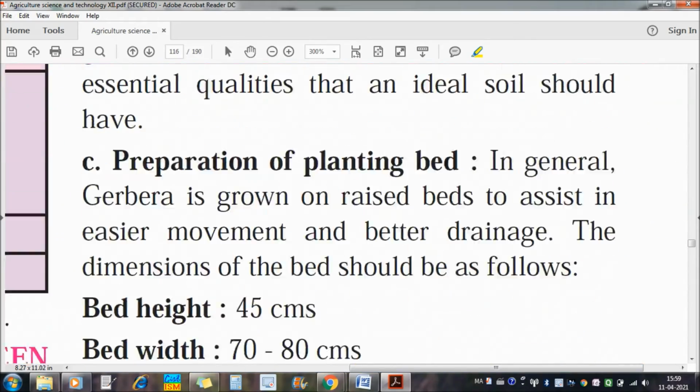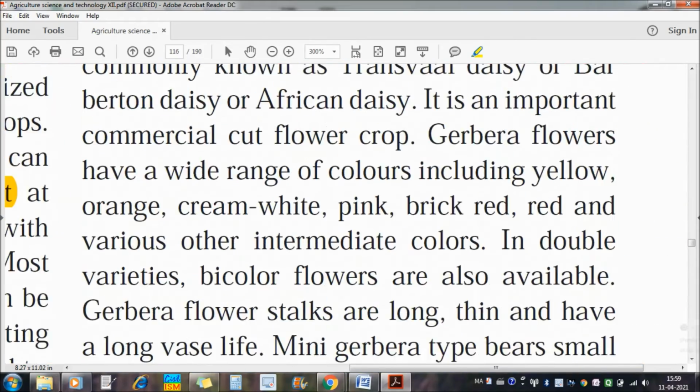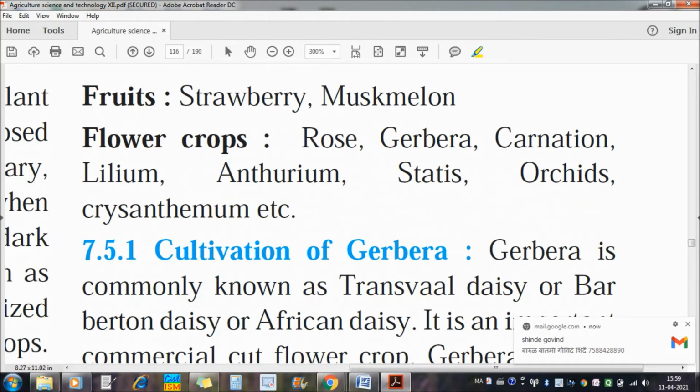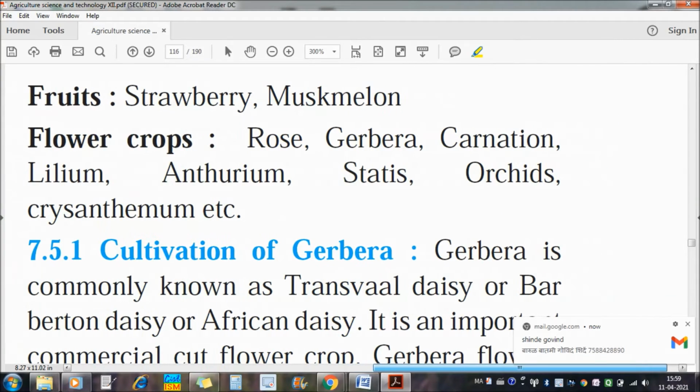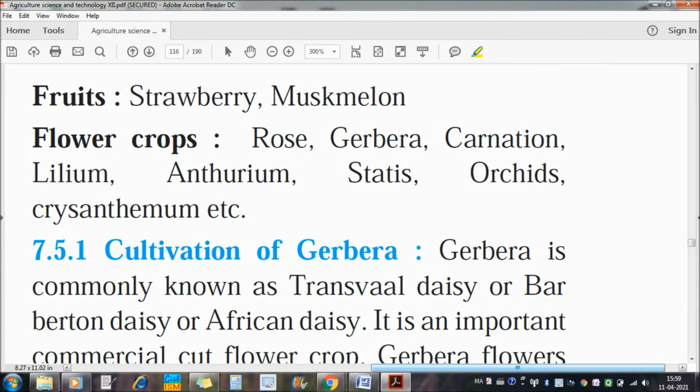Now remember that there is a particular term used to cultivate vegetables out of their natural season. That is called forcing. It means we are forcing the vegetables or flowers to grow out of their natural season, and for that purpose we are using greenhouse technology. Fruits also can be grown, like strawberry, muskmelon.